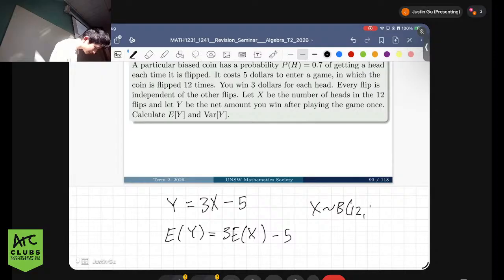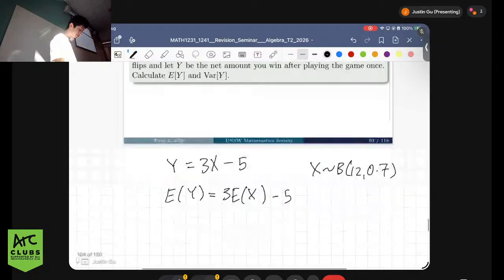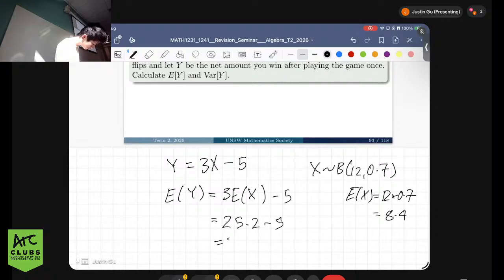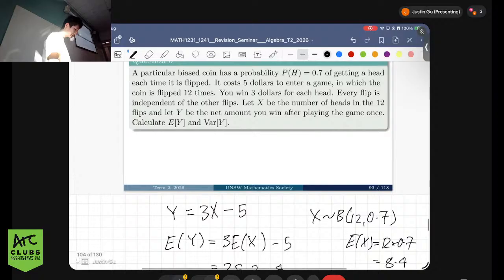With 12 trials, 0.7 chance of success, the expected value of x should just be 12 times 0.7, which is 8.4. So we should actually expect to win, right? 25.2 minus 5. We should expect to win about $20 each time.